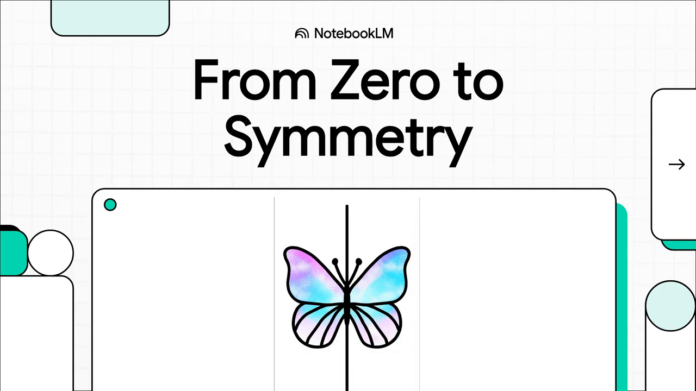You know how a butterfly's wings are like a perfect mirror image of each other? Well, that simple, beautiful idea is called symmetry. And it's not just in nature, it's everywhere in math. It helps us see the hidden structure in graphs and the equations behind them.